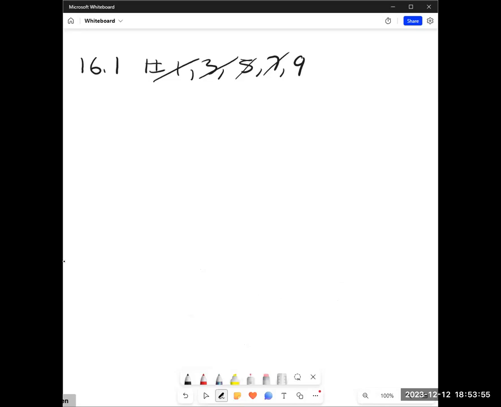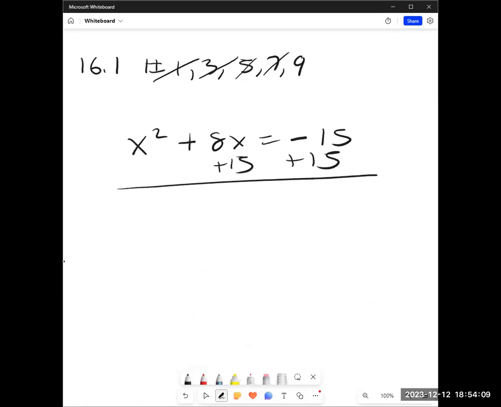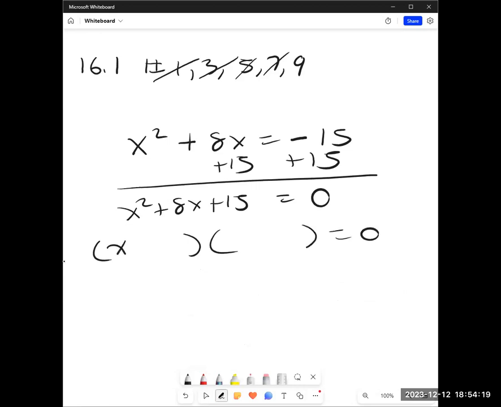All right. And then the last problem for this video is going to be x squared plus 8x is equal to negative 15. So we're going to add 15 to both sides to get our trinomial here, x squared plus 8x plus 15 equal to 0. We're going to factor that into 2 binomials. x times x gives us x squared. We want the same sign, both positive. Numbers that multiply to give me 15 and add to give me 8 are 3 and 5.